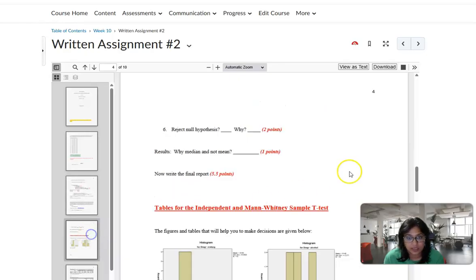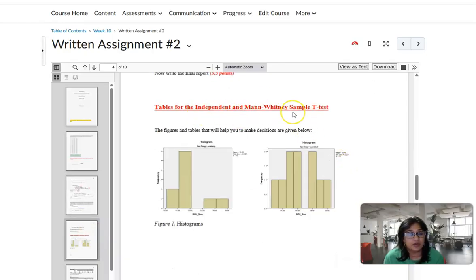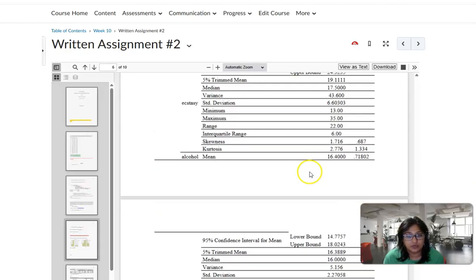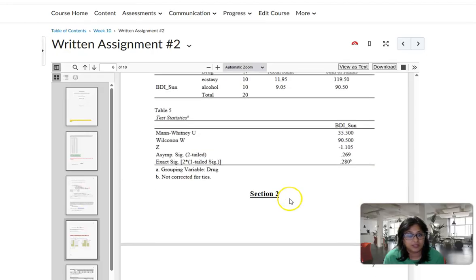You're going to say, where is the data? Here is the data for the independent and Mann-Whitney test. Here are the tables, the histograms, sorry. The tables are right over here. All the descriptive tables are there. This is the kind of table you will get when I run your SPSS. So it's really important for you to understand it and practice it.